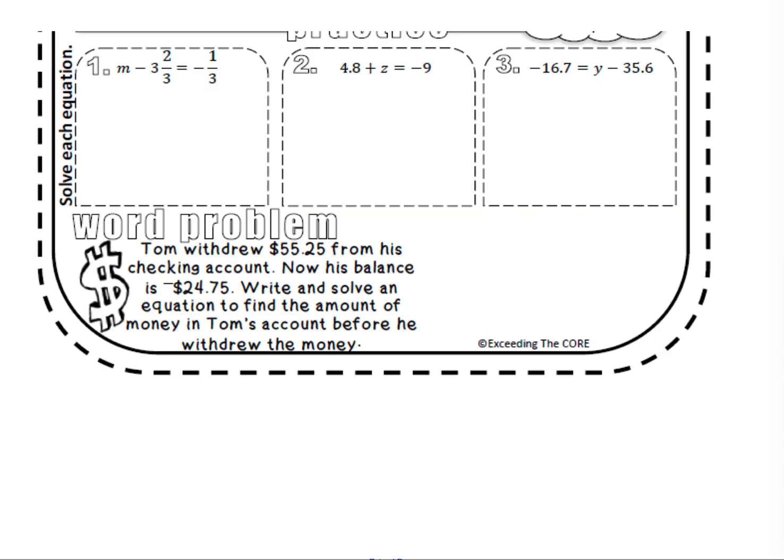Okay, so let's try a few problems together. Okay, so for our first one, I have m minus 3 2/3 equals negative 1/3. Okay, so this is subtraction. I'm going to change it with addition. So I'm going to get rid of that minus 3 2/3, or you could think of it as a negative 3 2/3, it's the same thing, by adding a positive 3 2/3 to both sides.